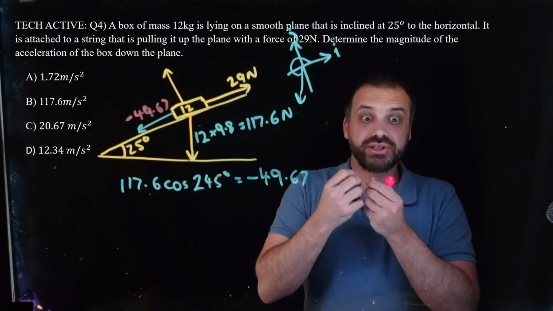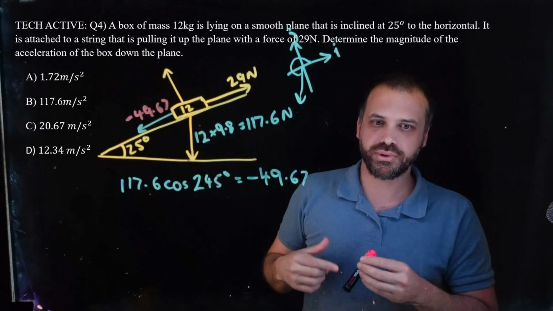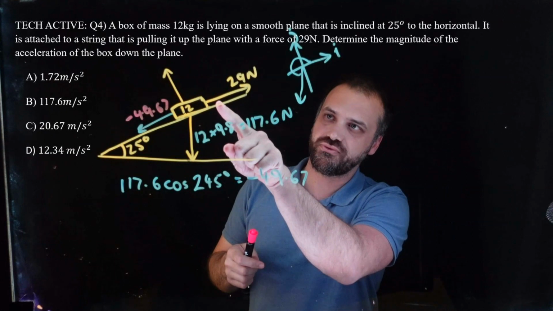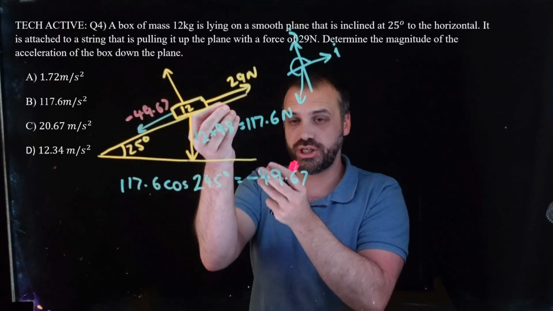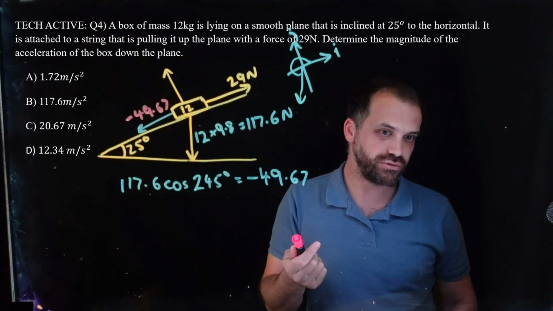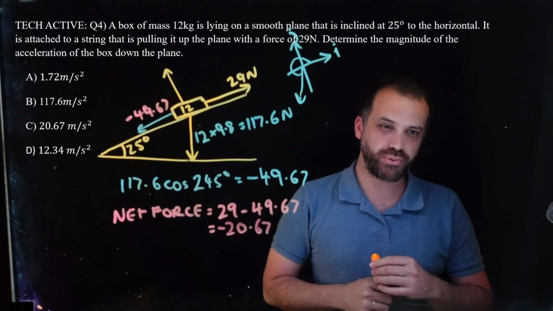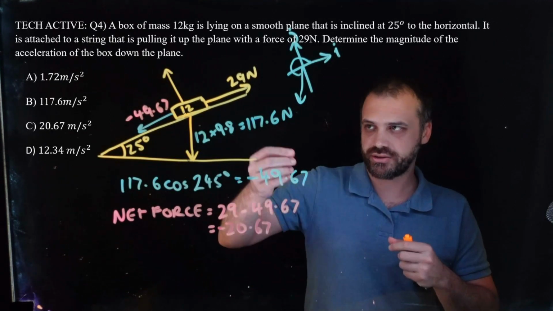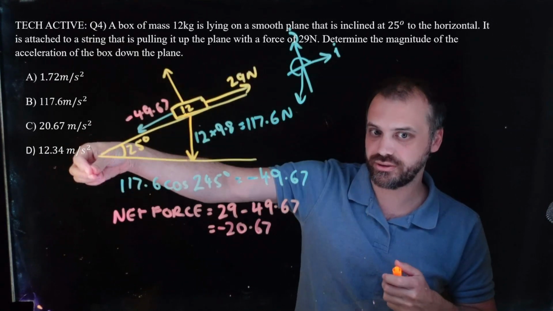Okay, now what's the net force in this direction? Well, the net force in this direction is the force of the string plus the force that the object itself is exerting due to gravity. So the net force of this object is negative 20.67 newtons. There is a net force of negative 20.67 newtons acting down the plane.